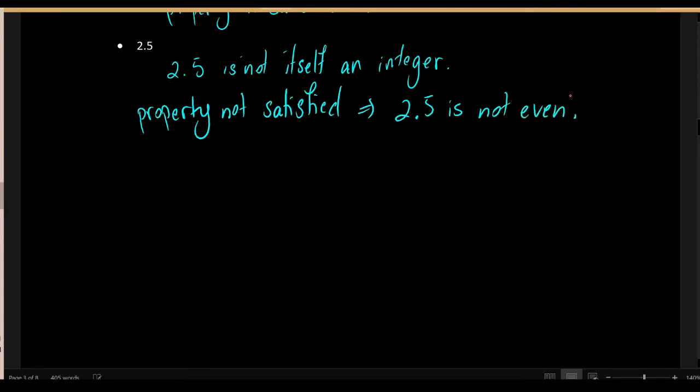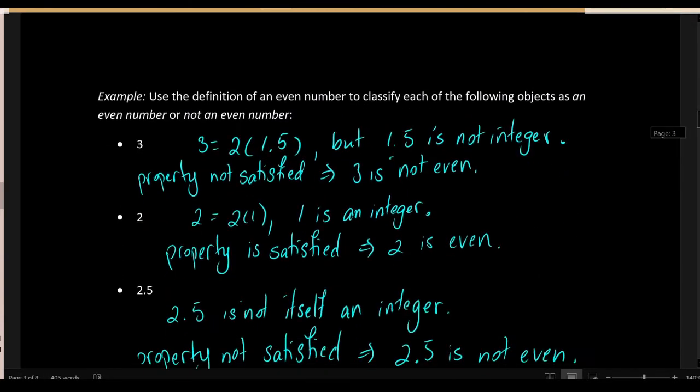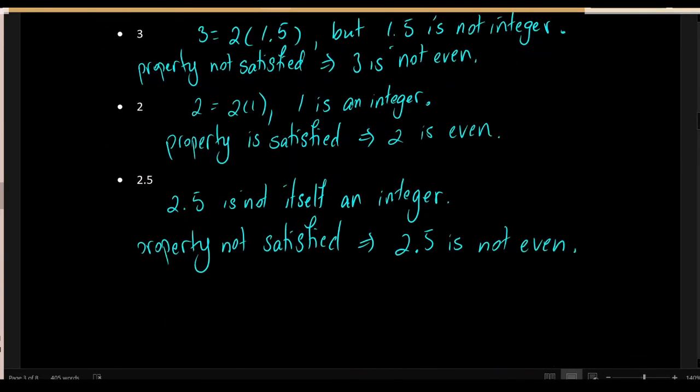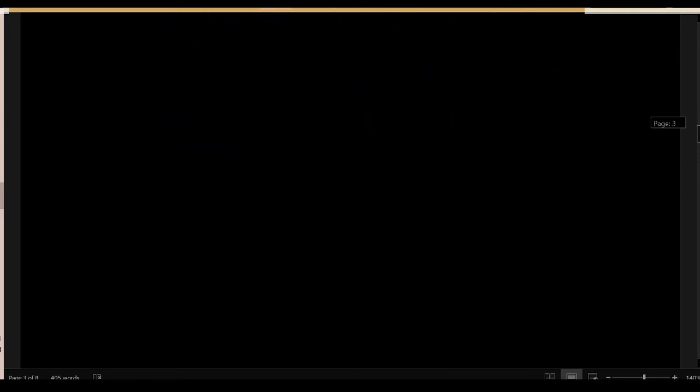So definitions can be used to make these 2 different types of conclusions. They can be used to say, my object is even, my object is not even. They can be used in both situations.